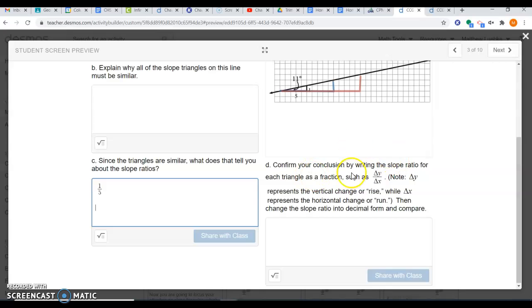Be as specific as you can, really try to catch what's happening there, okay? Then we're going to confirm our conclusion from part C by writing the slope ratios for each triangle as a fraction, which is kind of what I was doing here in part C. Then if we change the ratio into decimal form, we can compare what's happening even more closely.